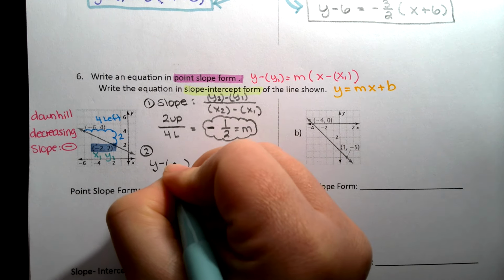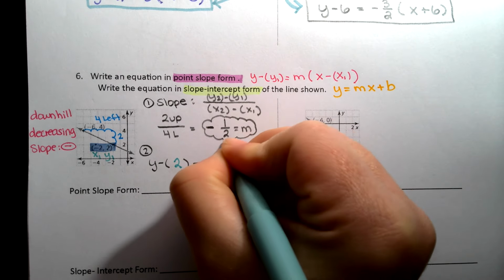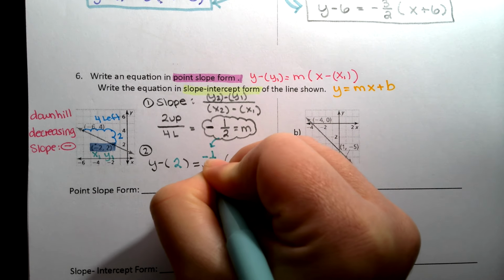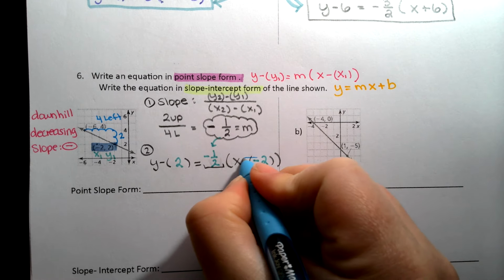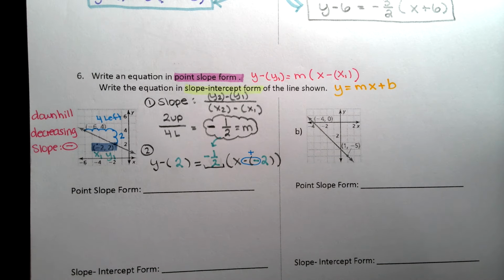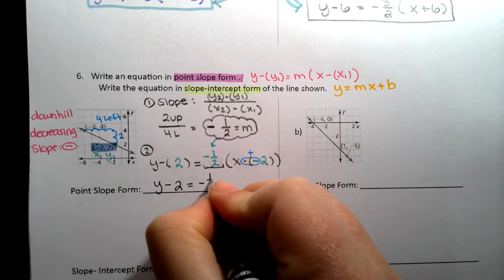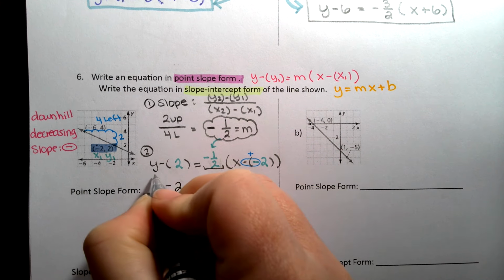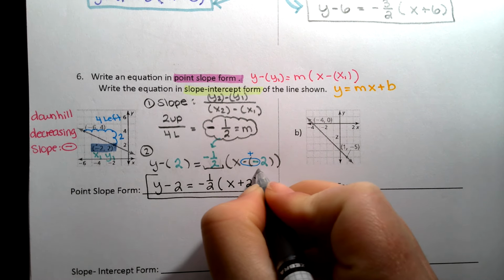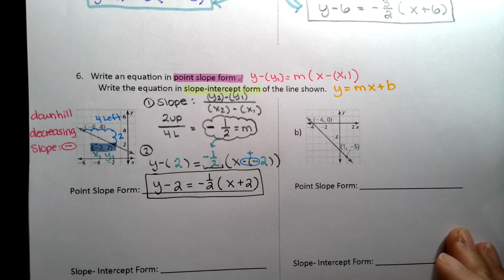Okay, so what is x1? Sorry, y1 is 2. x1 is -2. And then we're going to put in our slope of -1/2. I did end up having a double negative, so we're going to convert that to a positive, which means now when I write my answer, I have y minus 2 is equal to -1/2, open, x plus 2, close it. Okay, so this is an answer. We are going to put a box around it. This is for your point slope form.